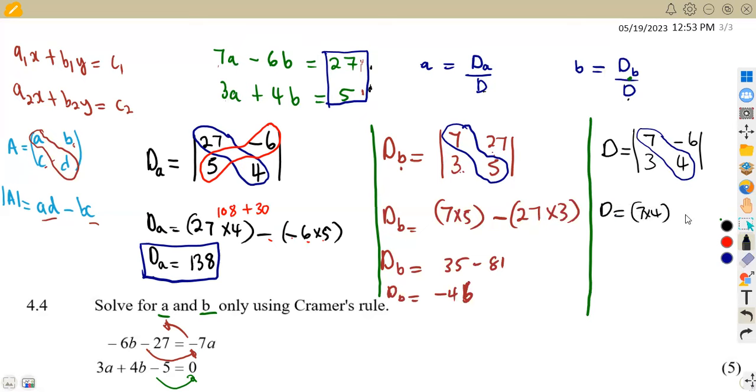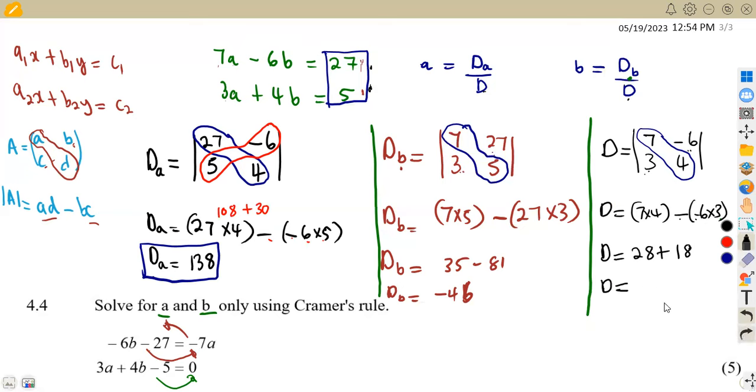So that's 7 times 4 minus the product of these two, which is going to be negative 6 times 3. All right, so this is going to give us the determinant with respect to the constants. So the first part, that's a positive 28. Negative and negative here, that's a positive, which is going to be positive 18. If we multiply 6 and 3, that is going to be 18. So if we add everything, our determinant is going to be equivalent to 46.